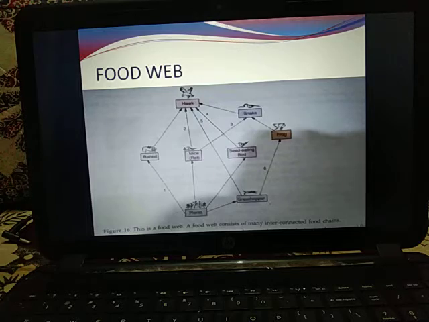Similarly, a small bird can be eaten by the hawk also. A grasshopper can be eaten by the hawk directly, or it can be eaten by a frog, and then the frog can be eaten by the snake. So the interlinked network of food chains is called the food web. A food web is a network of food chains between populations in a community.